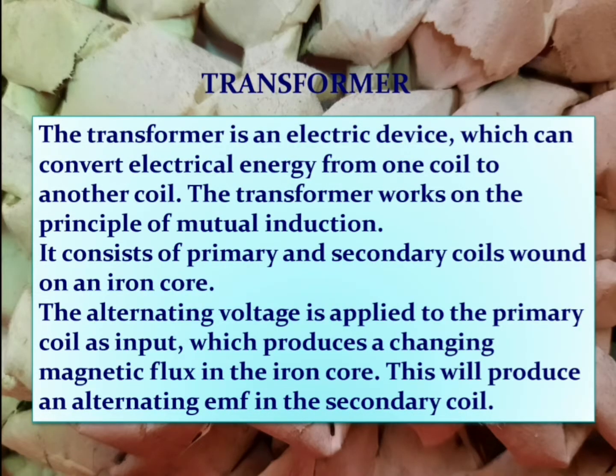A transformer is an electric device which has the ability to convert electrical energy from one coil to another coil. The transformer basically works on the principle of mutual induction. It consists of a primary coil and secondary coil which are wound on an iron core. Now here, an alternating voltage will be applied to the primary coil as input, which will produce a changing magnetic flux in the iron core. This changing magnetic flux will produce an alternating EMF in the secondary coil.